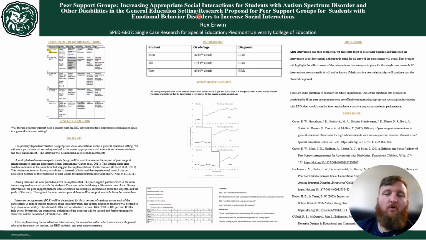And then, as far as hypothesized results, first of all, I have a participant table up here. It's really brief: all three participants, their grades, which are high school, and their diagnosis. My hypothesized results will have a stable baseline trend, which you see here, a fairly low percentage of appropriate social interaction, and then you have your staggered baseline.